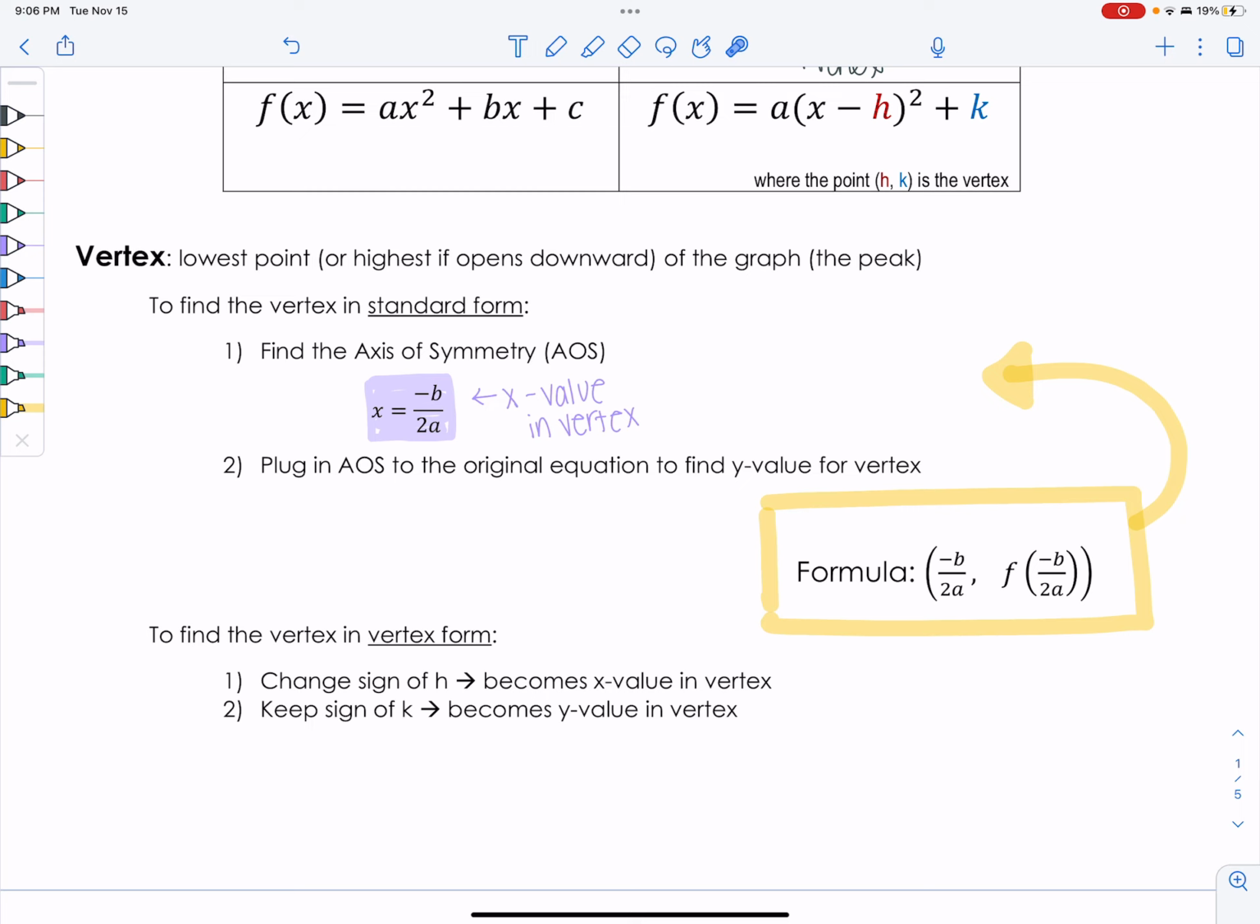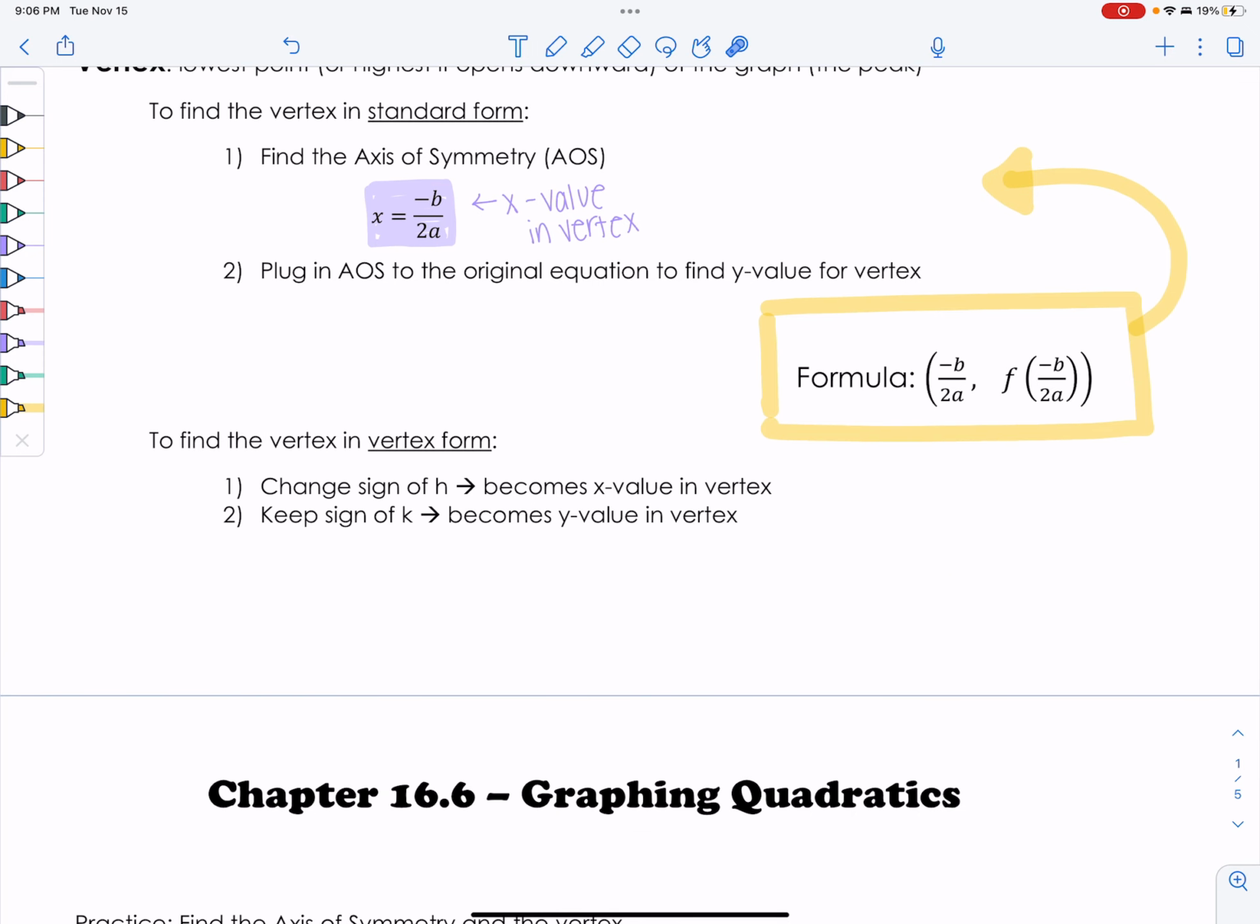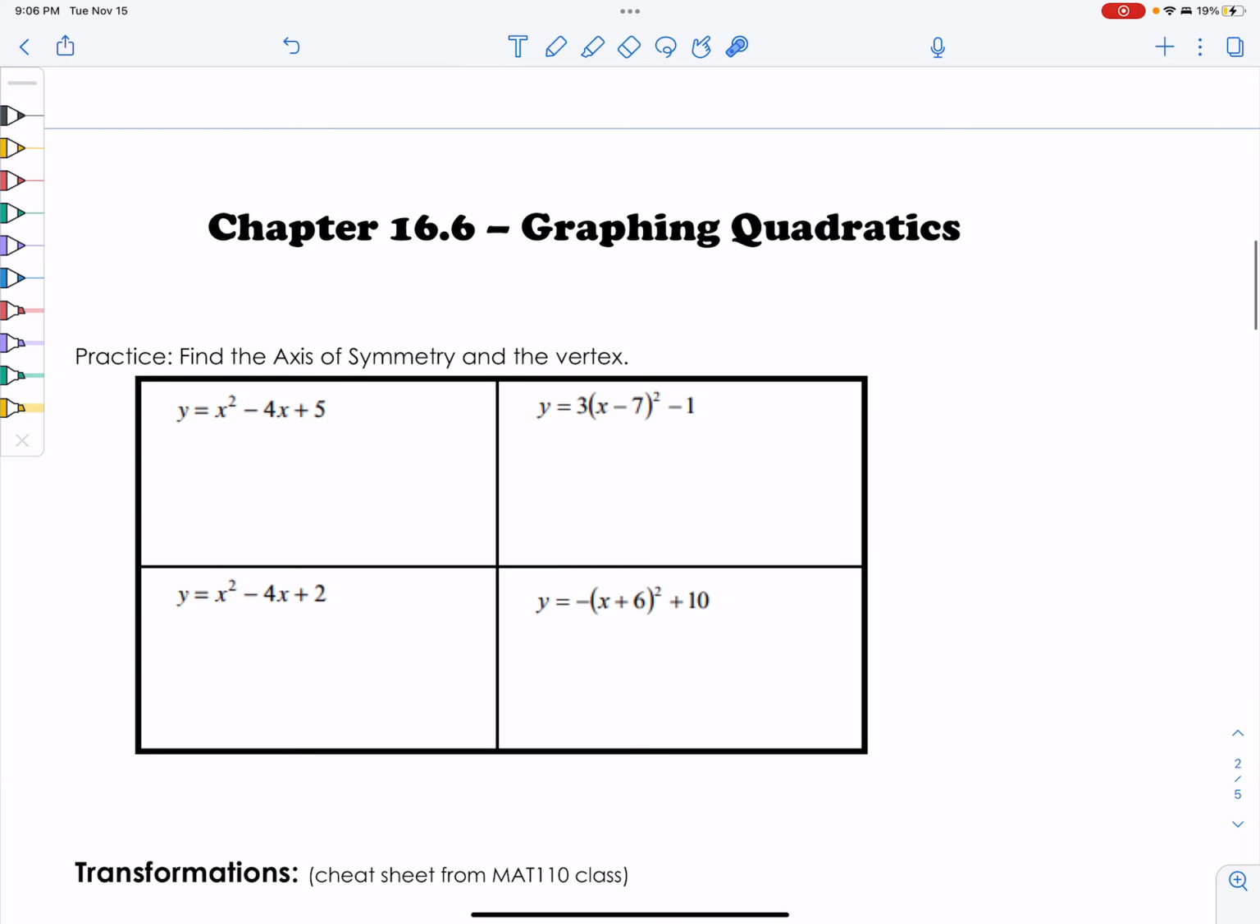Okay? All right, so to find the vertex if it's in vertex form, we're going to look at that separately. That one's a lot easier. Let's look at a couple of examples. Here's two in standard form. If it's in standard form, like both of these, you have to do a little bit more work.